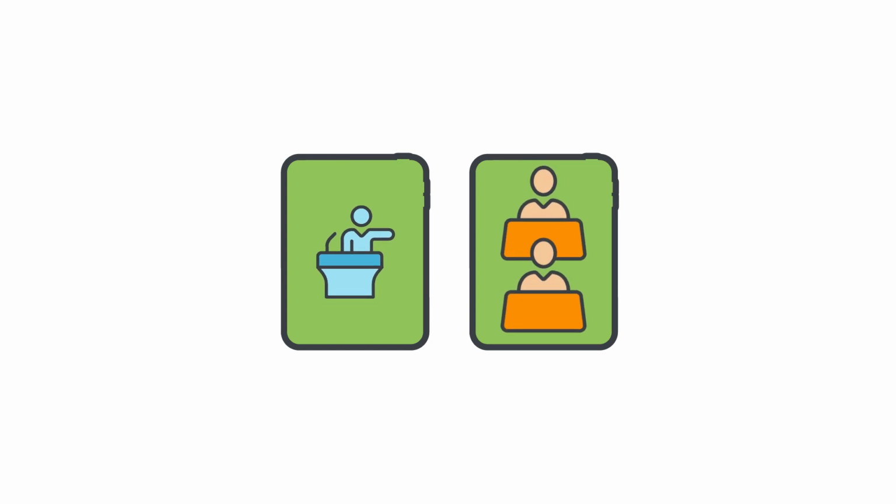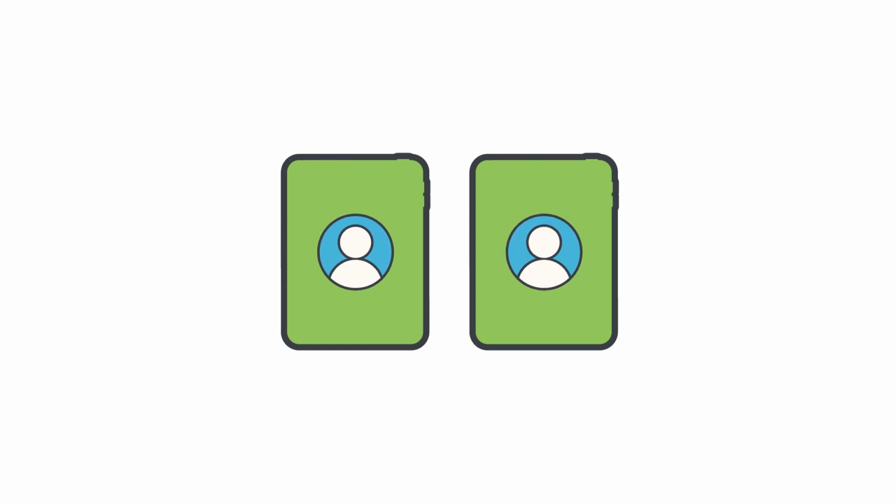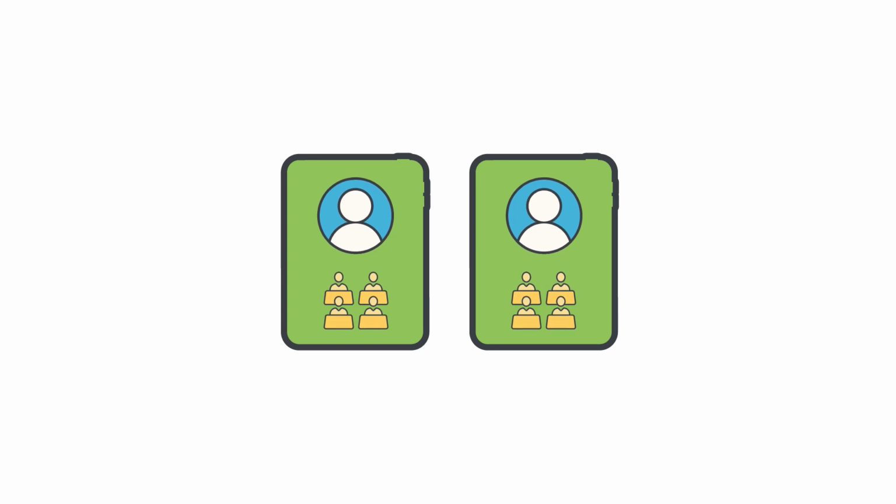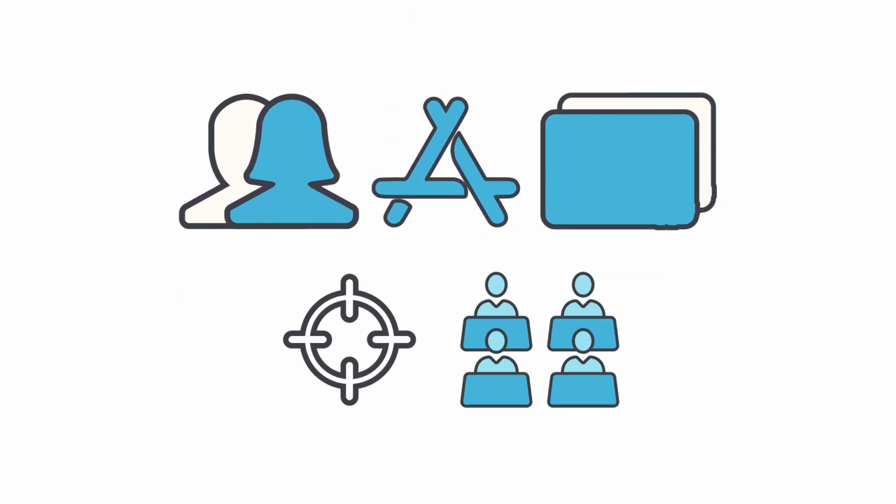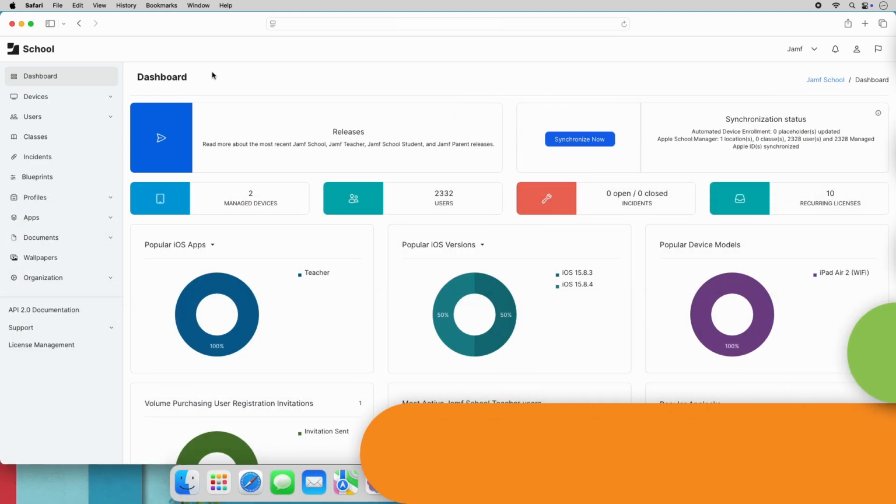We also need to make sure that teachers and students are properly assigned to their devices, or that shared iPad has been set up and the shared iPads have been assigned to their respective classes. We also want to have working knowledge of user and device groups, app deployment and scope, and classes in Jamf School. To learn more about all of these topics, check out the links in the resources. Let's jump in and get started.